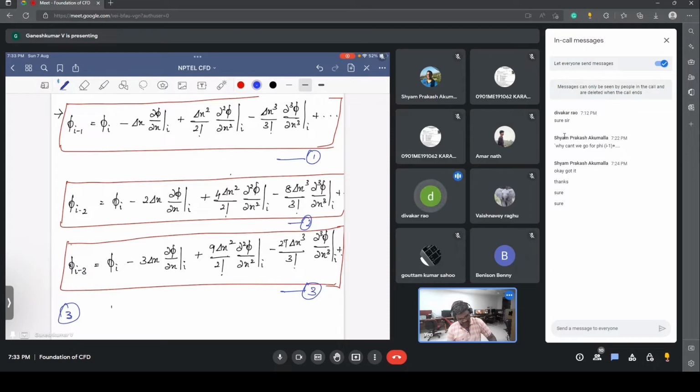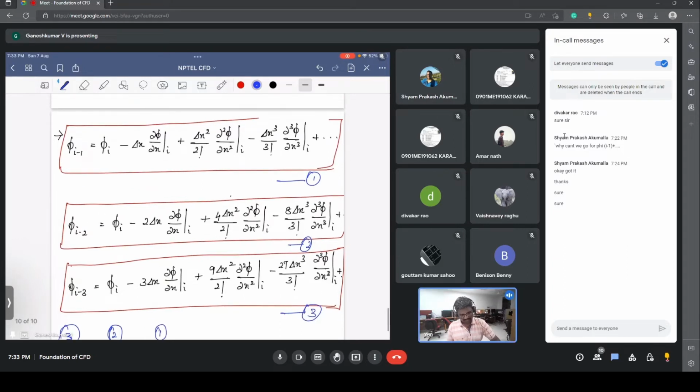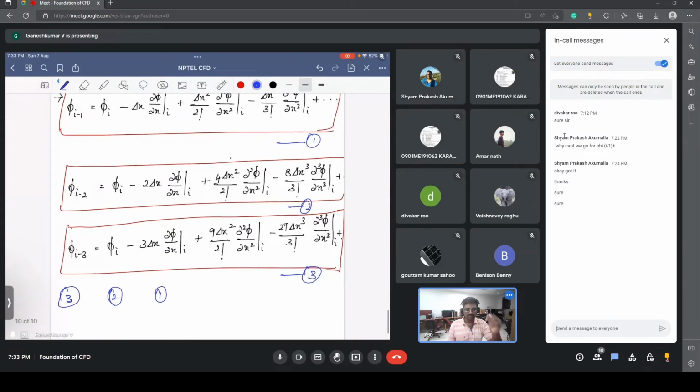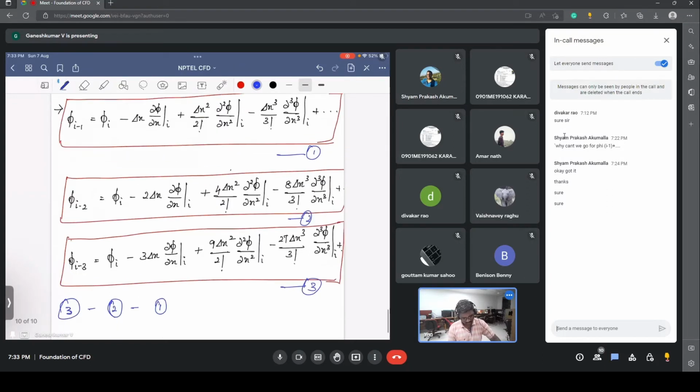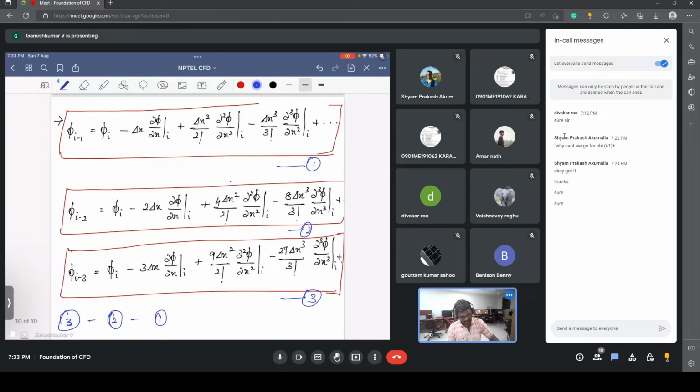Divided by delta x square by 2 factorial. This equation has 1, this equation has 4, this equation has 9, right? How are you going to negate it? Say you are just simply subtracting these three equations. What happens? 9 minus 4 would be 5, 5 minus 1 would be 4. Still there is some term there now.